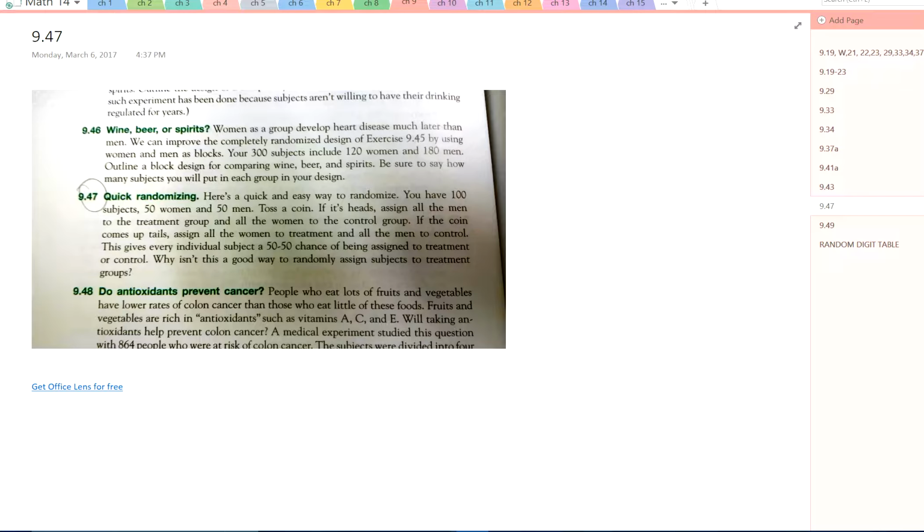Okay, 47. Quick randomizing, why is this a bad idea? 100 people, 50 men, 50 women, toss a coin. If it's heads, all the men go to the treatment group, women go to the control group. If it's tails, it goes the other way around. Why isn't this a good way to randomly assign subjects to treatment groups?